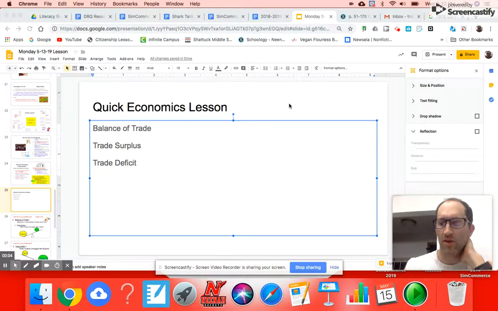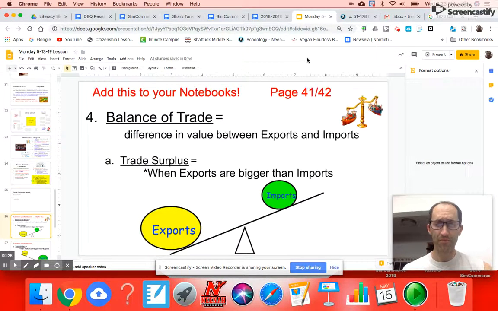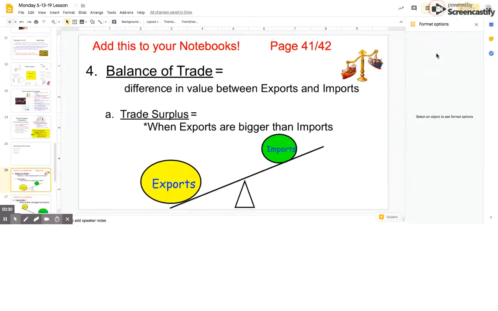Okay, here is your quick little economics lesson. The things that we're going to cover today are balance of trade, trade surplus, and trade deficit. As you will find, countries are kind of wound up in this stuff this day and age because it really matters: the difference between goods coming into the country versus goods going out of the country. So go to page 41, 42 of your notebooks and write down this little outline.